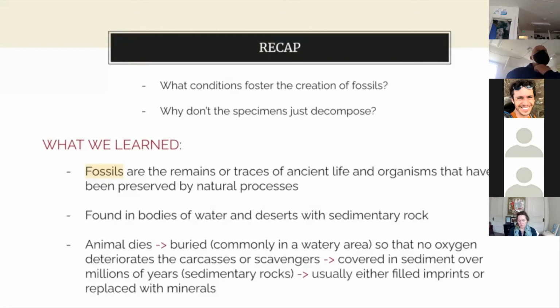In the fossilization process, an animal or plant dies, is buried so that no oxygen deteriorates the carcasses and no scavengers come and eat the remains. The remains are then covered in sediments over millions of years, transforming into sedimentary rock, and the imprints are either usually filled or the remains are replaced with minerals, turning into rock.